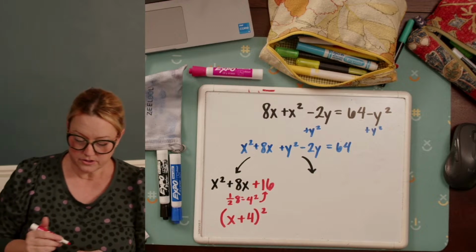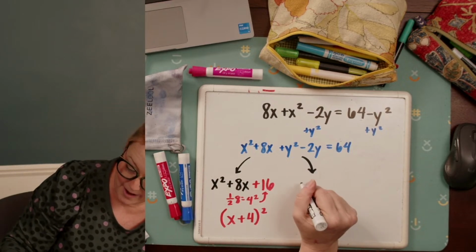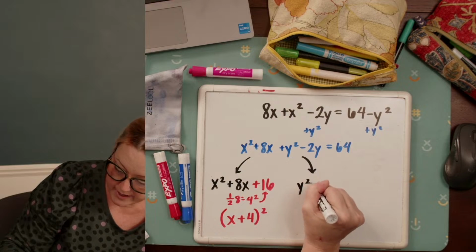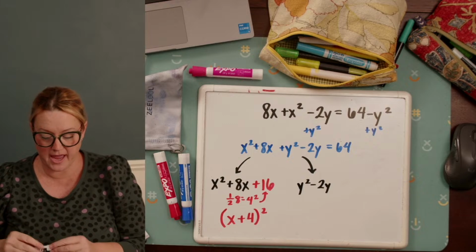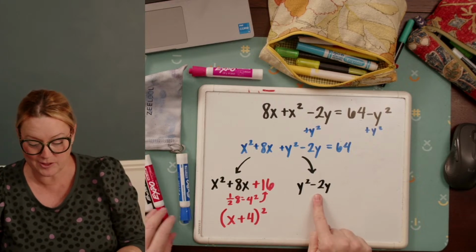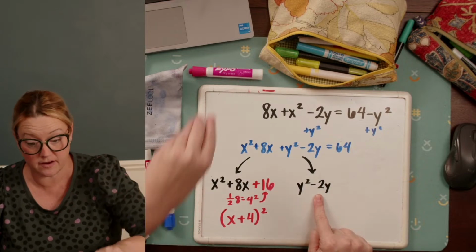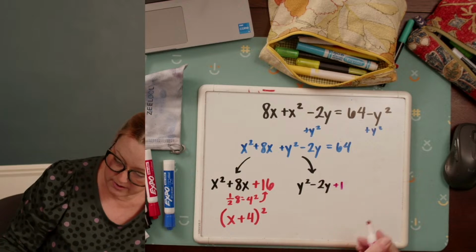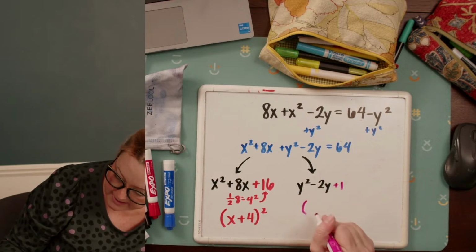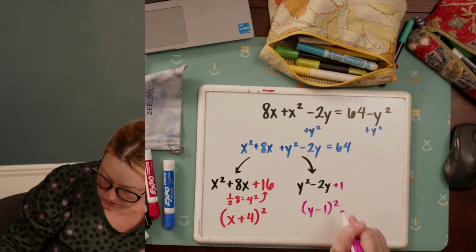All right. So then I can look over at my y squared minus 2y, and I'm going to do the same thing. Y squared minus 2y. Half of negative 2 is negative 1. Negative 1 squared is positive 1. So I'm going to have plus 1 here. So then I can rewrite this as y minus 1 squared.